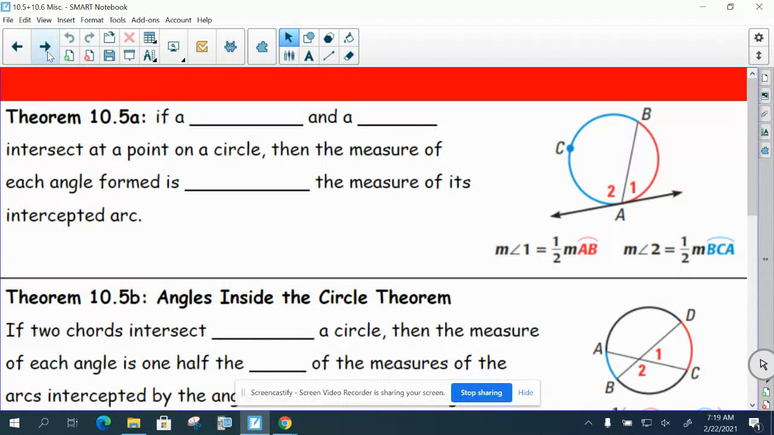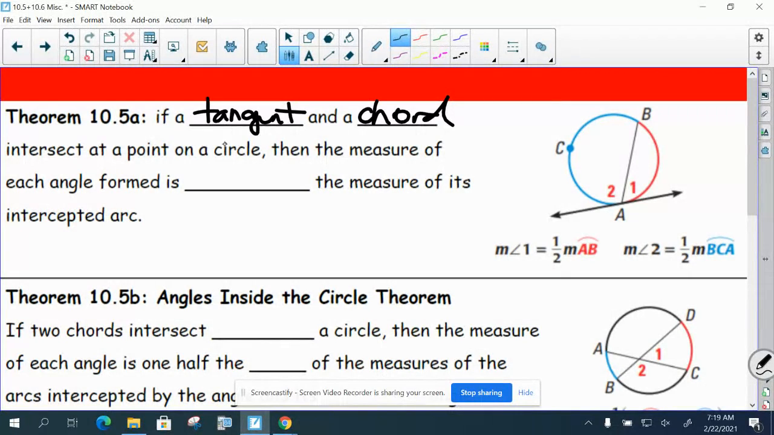So the first theorem, Theorem 10.5a: if a blank and a blank intersect at a point on a circle, what do you have here? You have a tangent, and you have a chord. So if a tangent and a chord intersect at a point on the circle, here, point A, then the measure of each angle formed, so we're talking about angle 2 and angle 1, is 1/2 the measure of its intercepted arc.